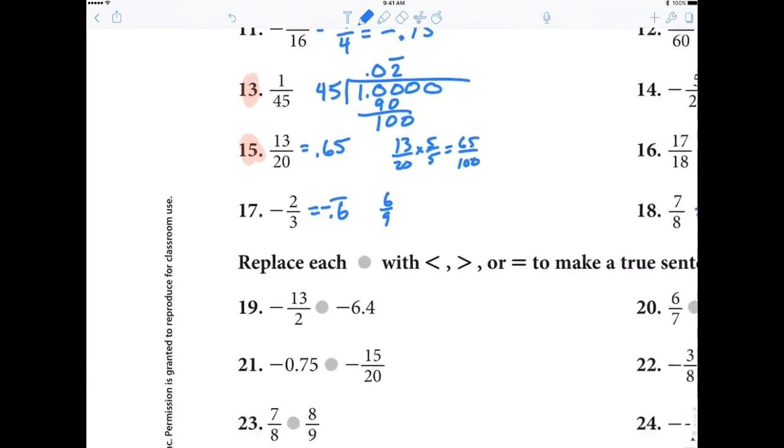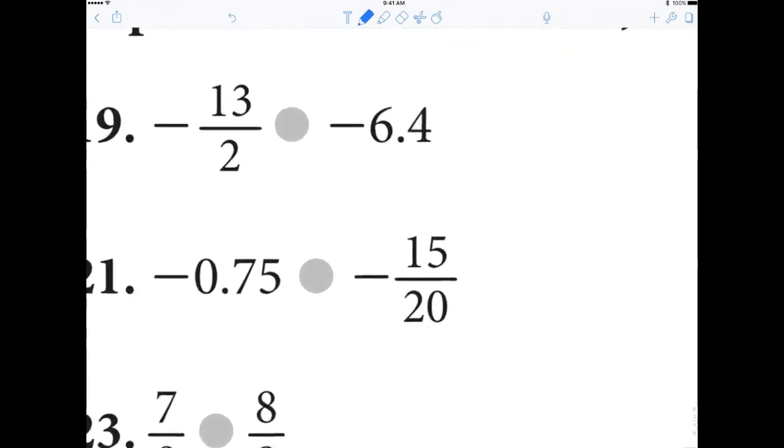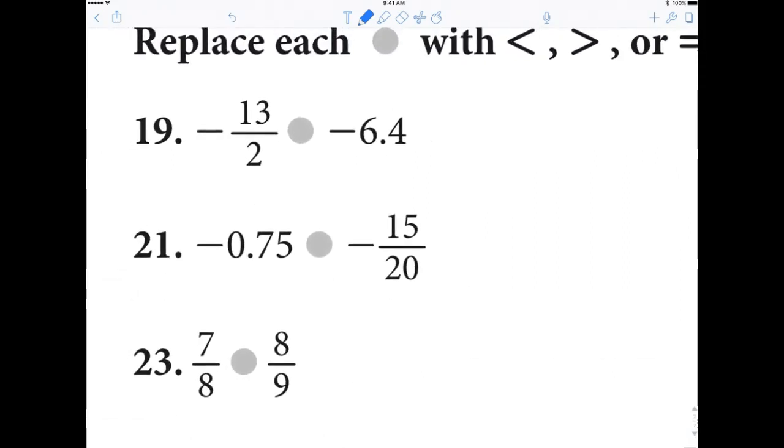All right? Now, I want to go down. We're going to do some of the odds on this too. Now, what is 13 divided by 2, guys? 6 and 1/2. Yes. 6.5. Does everybody agree with that? Of course, it would be negative 6.5, right? Now, we're comparing negative 6.5 to negative 6.4. Negative 6.5 is less than. The more negative, the smaller. Is everybody good with that?